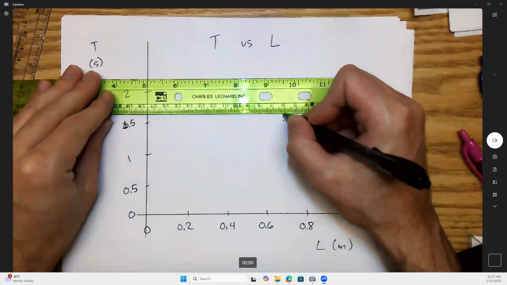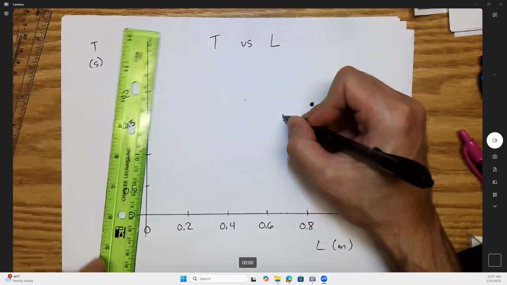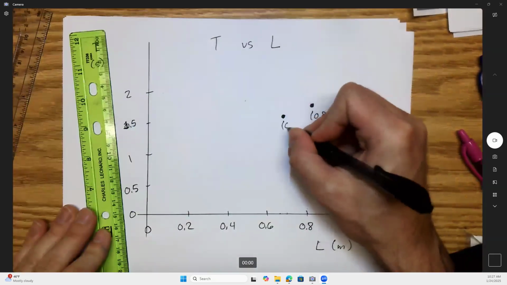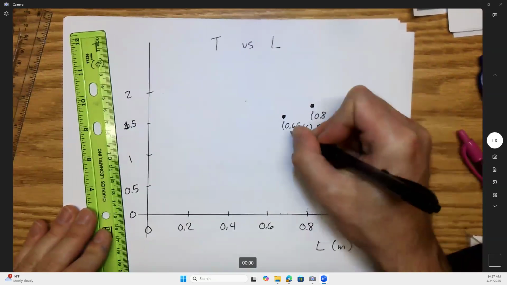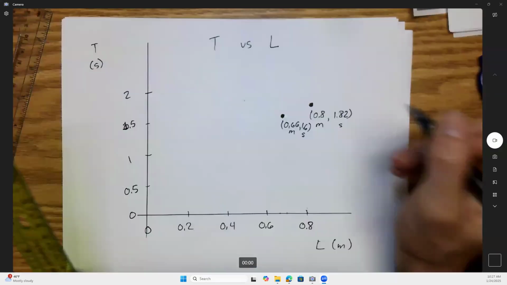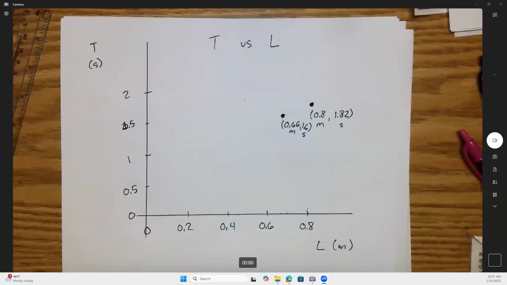Okay, data. Meters, seconds. All right, next one.